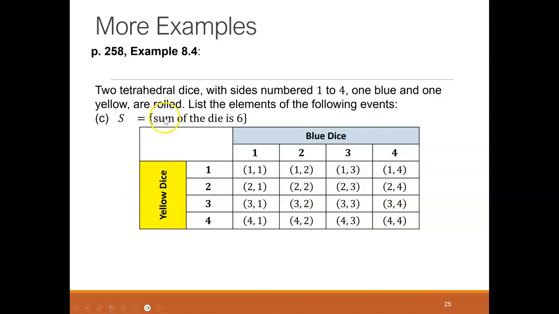Okay. The sum of the dice is 6. There's just these 3 right here, correct? 4, 2, 3, 3, 2, 4. Okay.